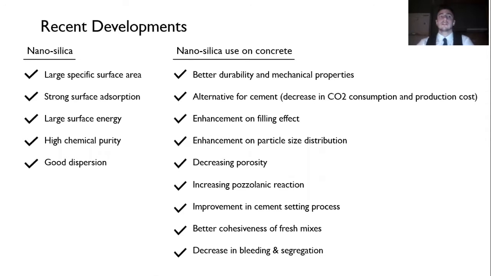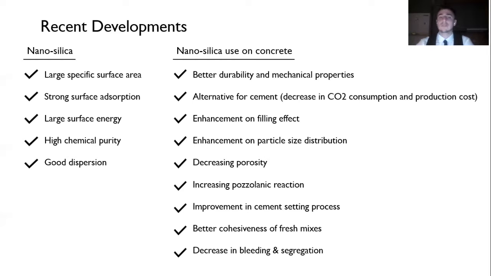So, nanosilica can be given as a recent development. Its advantageous properties can be counted as large specific surface area, strong surface absorption, large surface energy, high chemical purity, and good dispersion. So if we give an example about the use of nanosilica, it would be concrete actually.